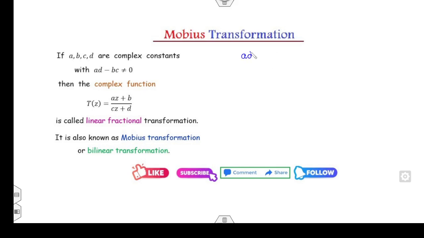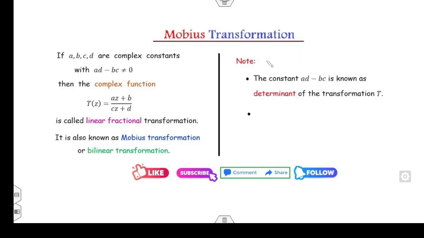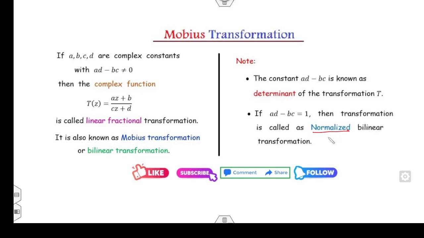As I mentioned, AD minus BC is non-zero. So that means it may be positive or it may be negative, and the quantity AD minus BC is called the determinant of the transformation. And whenever the value AD minus BC is equal to 1, then we call it the normalized bilinear transformation.